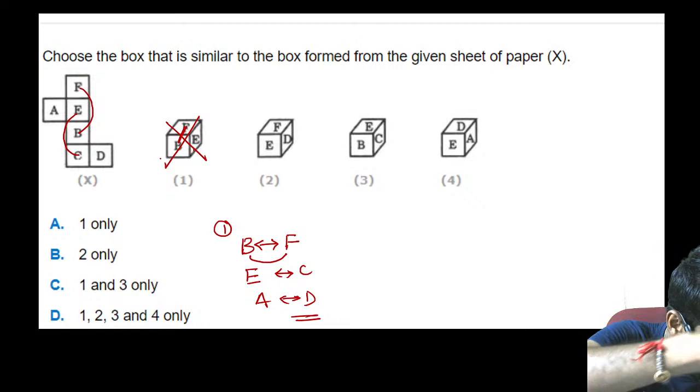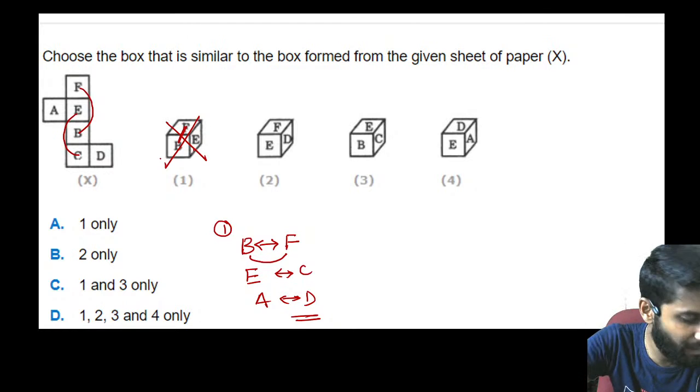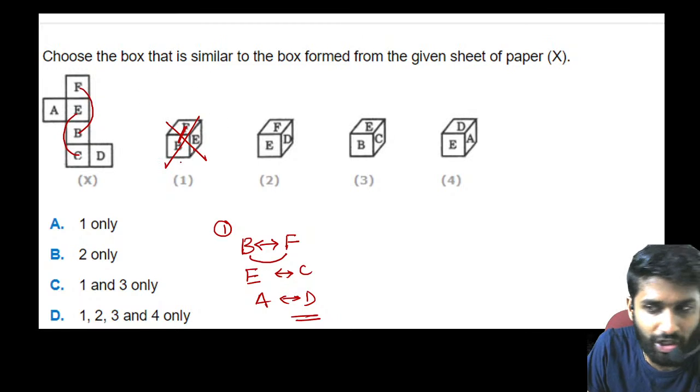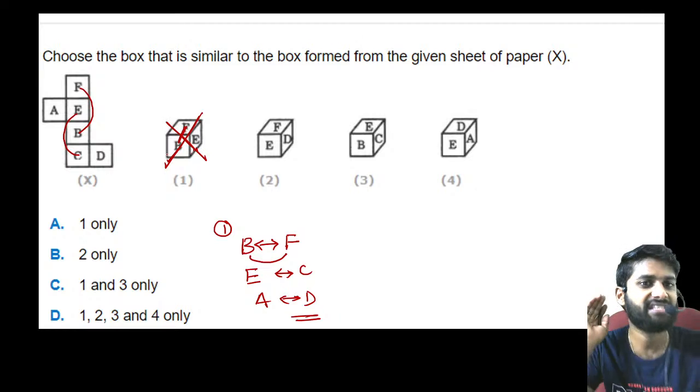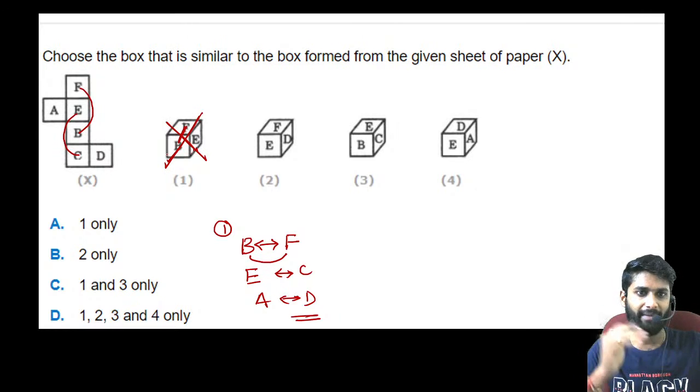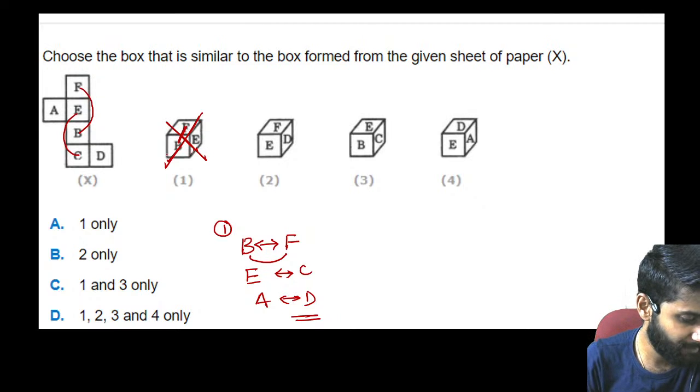Is it clear now, everyone? How do I say that the first one is wrong? You decided B and F is the perfect opposite pair. If you said B and F is the perfect opposite pair, then according to the first option you can see B and F are together. That's why it is eliminated. That is wrong, right? Why? Because B and F are given as adjacent. You decided B and F is the opposite pair.